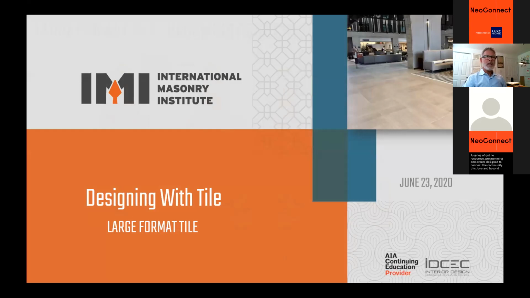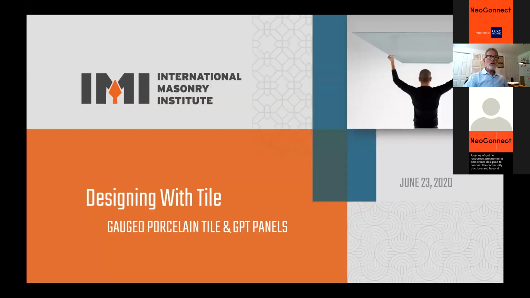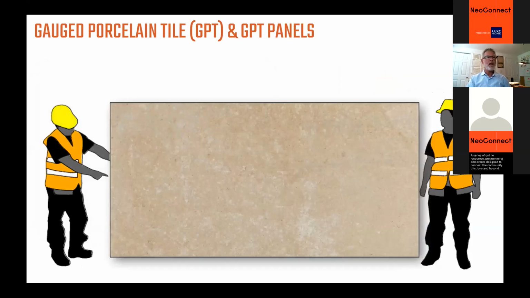All right, so let me move on to the next section, which is, let's talk a little bit more about gauged porcelain tile, because I want to tell you a little bit more about what it is. It's an ultra large and ultra thin material, or it comes in different thicknesses. Primarily it comes in 3 millimeters or 5.5 millimeters, but we're starting to see even thicker ones, versus about 3/8 of an inch is what a conventional tile would be.